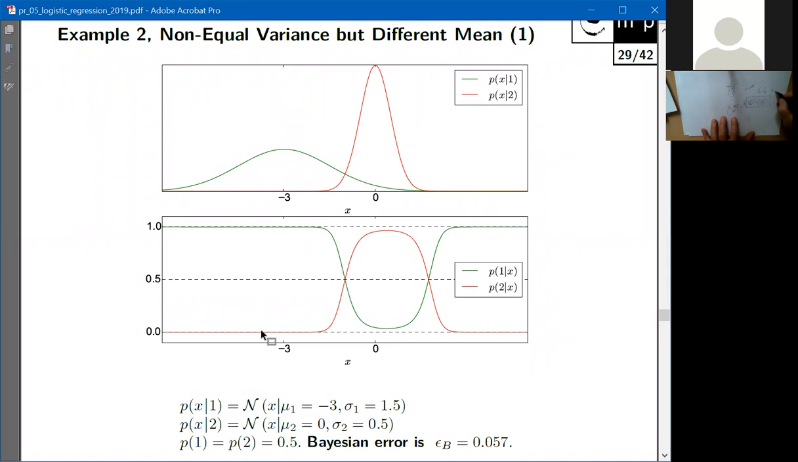We have exactly this in the labs, by the way. Sorry? We have exactly this in the labs. Still couldn't hear it. Okay, all right.